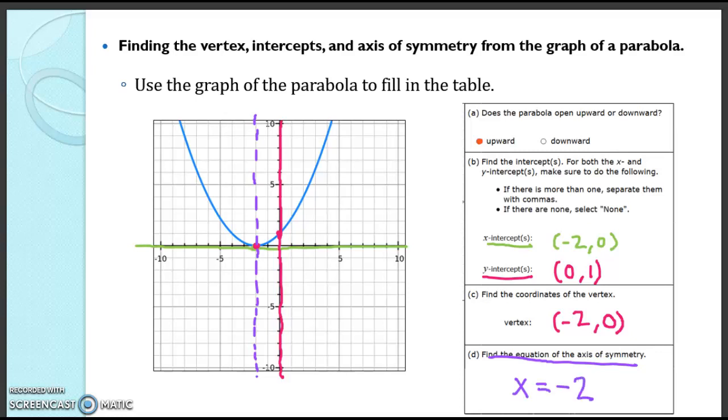I'm going to point something out real quick, and that is that this -2 and the -2 of the vertex will always be the same. So the equation of the axis of symmetry is an equation of a line, x equals, and then the x value of the vertex.